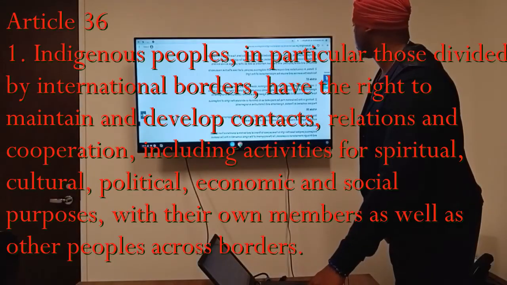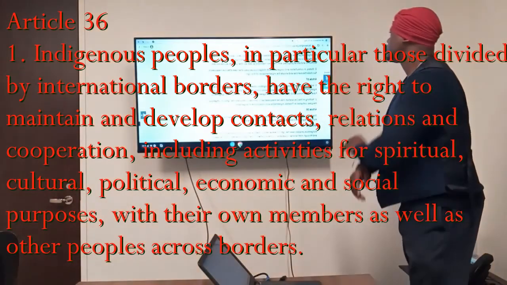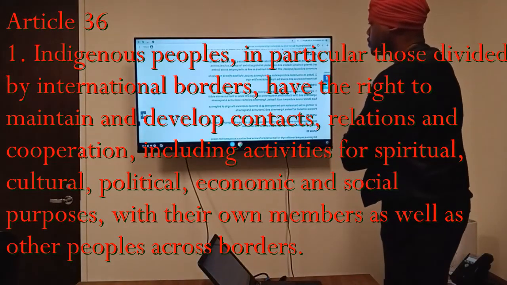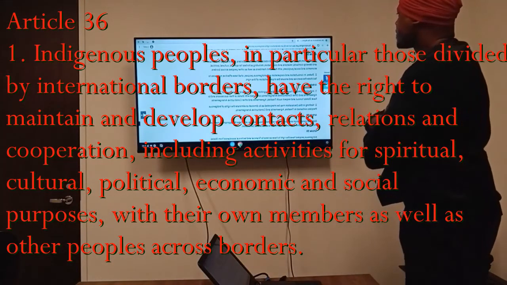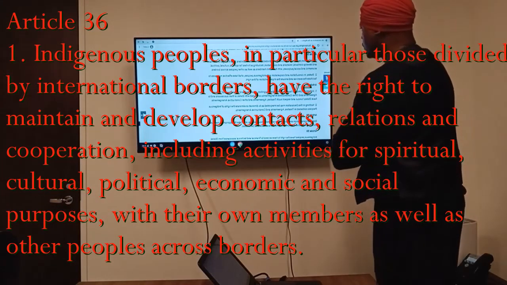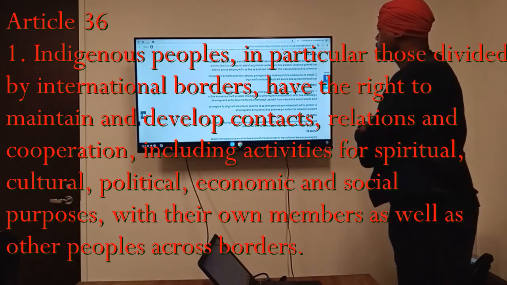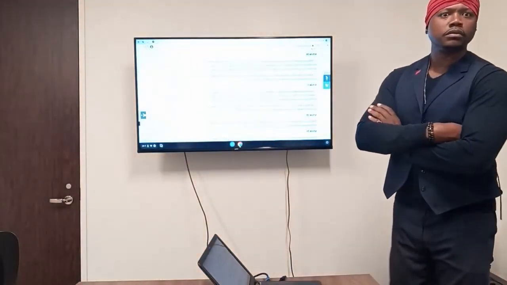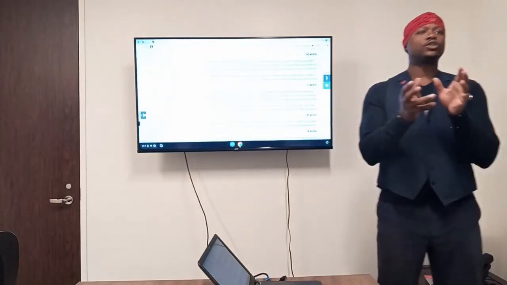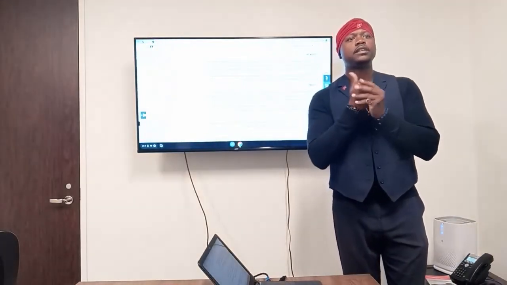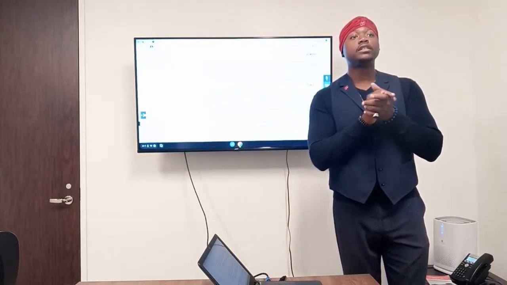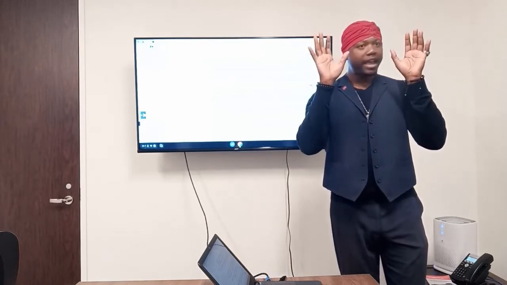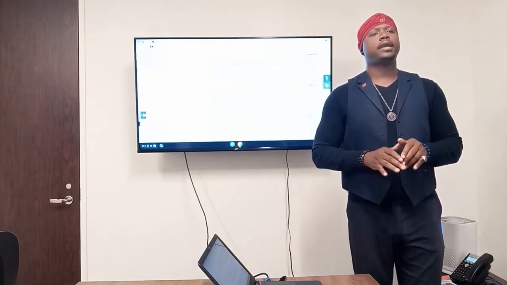Article 36. Section 1. Indigenous peoples, in particular those divided by international borders, have the right to maintain and develop contacts, relations, and cooperation, including activities for spiritual, cultural, political, economic, and social purposes with their own members as well as other peoples across borders. There's nothing wrong with any type of religion. It's the administrators that have indoctrinated us and dummied us down and didn't tell us that we were indigenous people and didn't tell us that we were the landlord. But if you want to have your religious and spiritual beliefs, go right ahead.